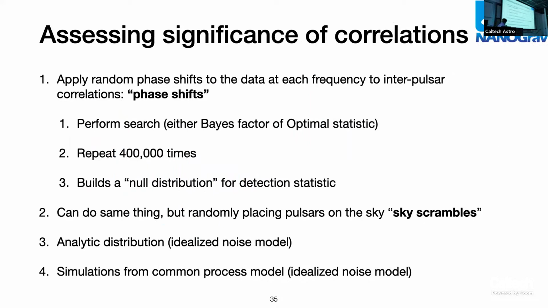So if we want to assess significance of our correlations, I said 3 to 4 sigma, and you want to have some idea of how we come up with those numbers. We have 4 different ways of doing this. I'm going to talk a little bit about the first one.